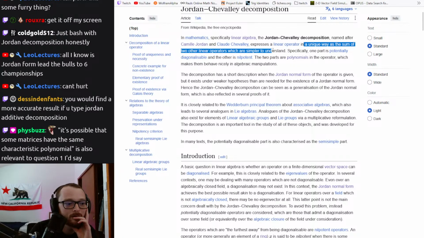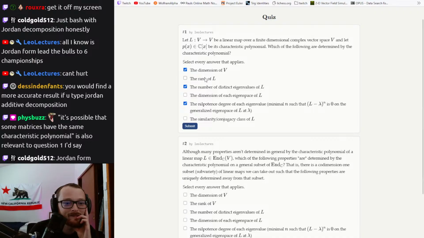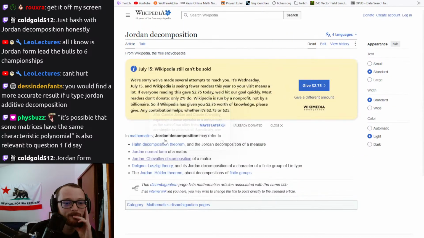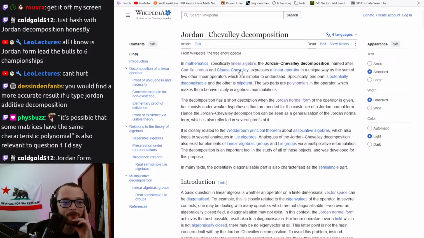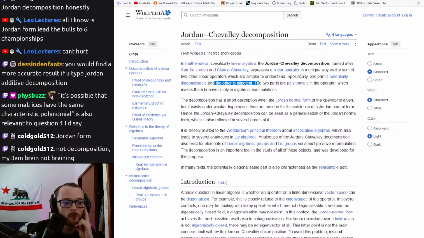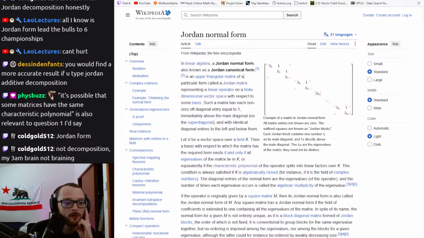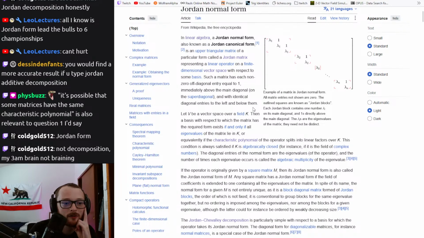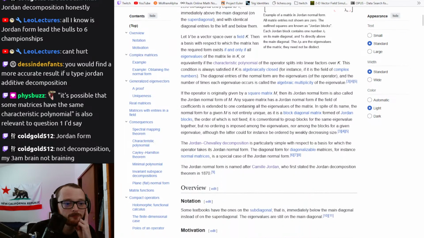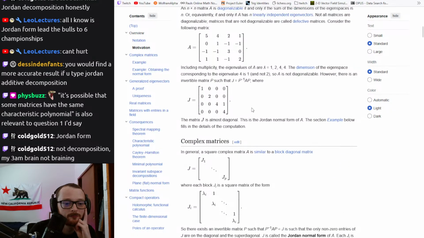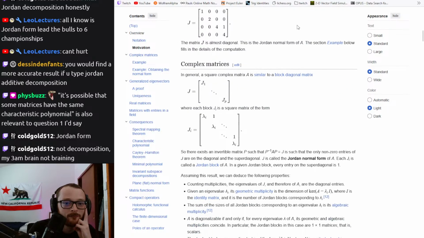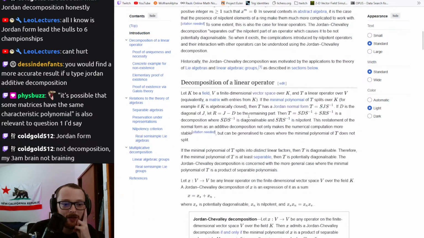Oh, this might be it. Right, Jordan form? I think this is what Destin is probably talking about. Yeah, because one part is nilpotent. I'm curious to see what this additive thing is first.